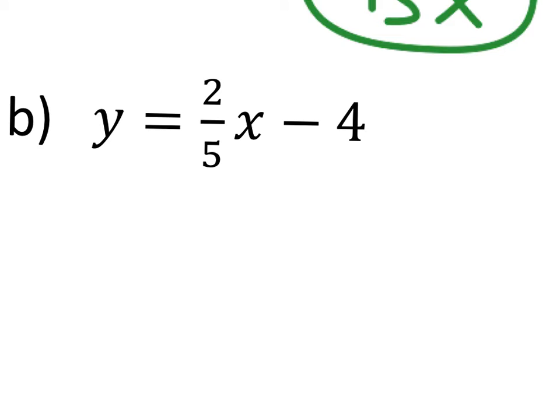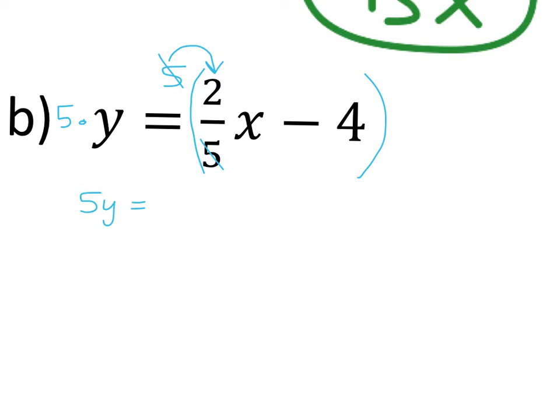This is our setup. What do I need to multiply every term by? 5. So I'm going to multiply this whole side by 5, and I'm going to multiply this side by 5. Okay, so I have right now 5y equals, and now if I multiply 5 times 2/5, guys, you don't even have to think about these. Once you get the process, they always cancel out.